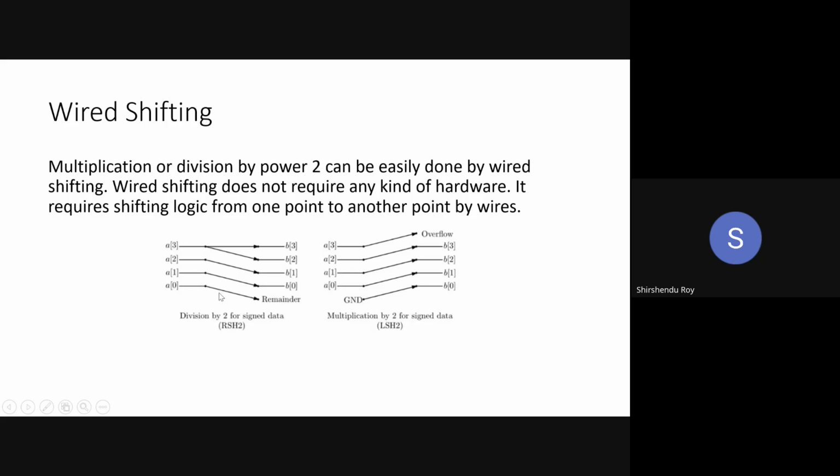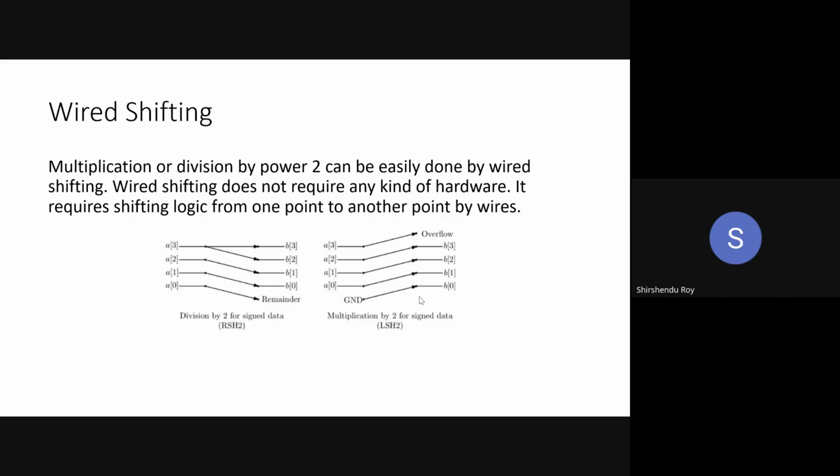So this is the right shifting, left shifting is this. For multiplication and division, we don't need any hardware. It is simply achieved by concatenation, in terms of Verilog.